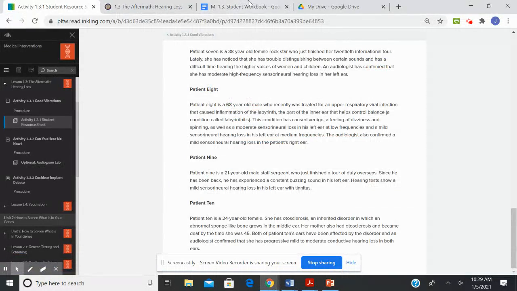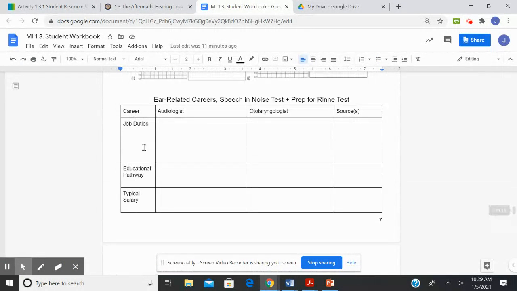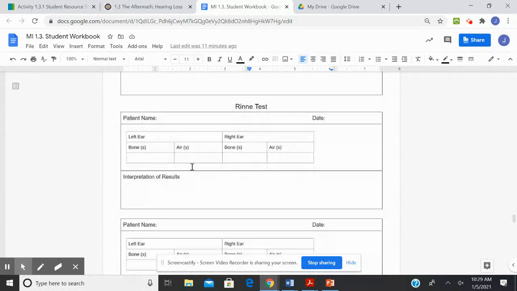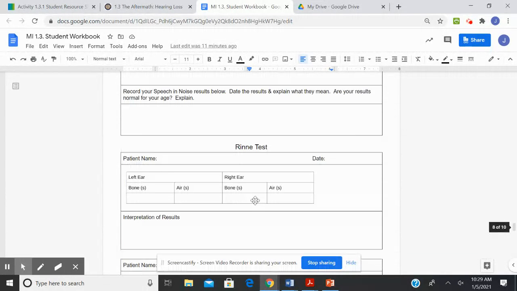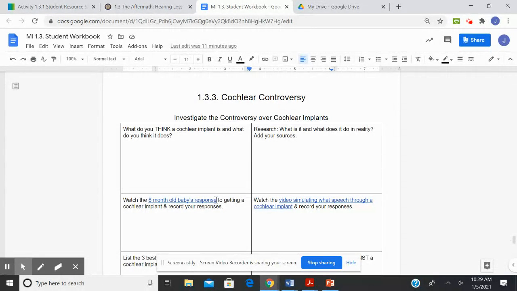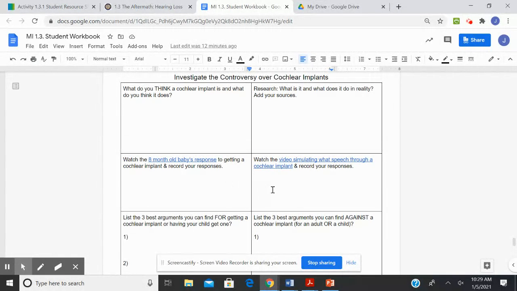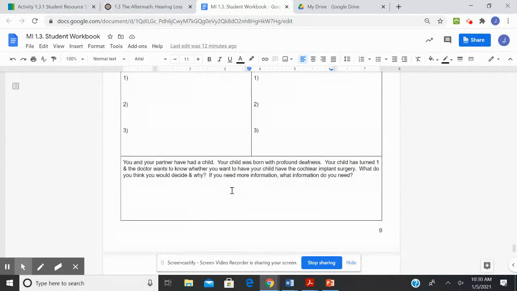Okay, so that's the 1-3 workbook at this point, and then the other thing you can be doing at home is researching these 3 careers: audiologist, otolaryngologist. Don't worry about listing your sources. Make sure you use valid sources, like what are their jobs, what type of college do they need, and their salary. We'll do this Renee test in class, okay? And at this point, don't do anything with the cochlear controversy. I'm going to show a couple of things in class for that. But cochlear implants, we'll just talk about that in class. I'm not going to have you do this page, so don't worry about doing that.